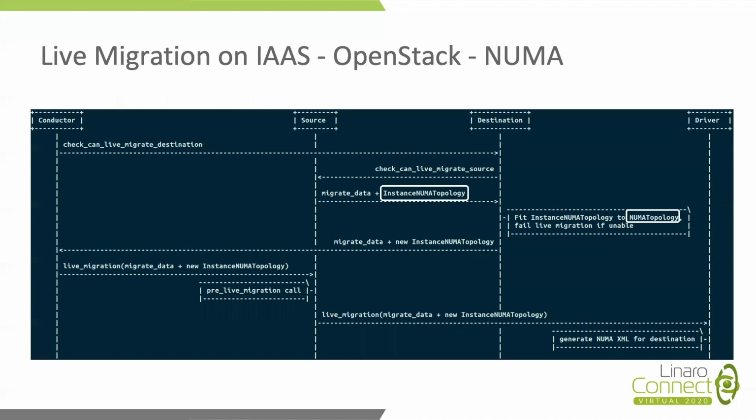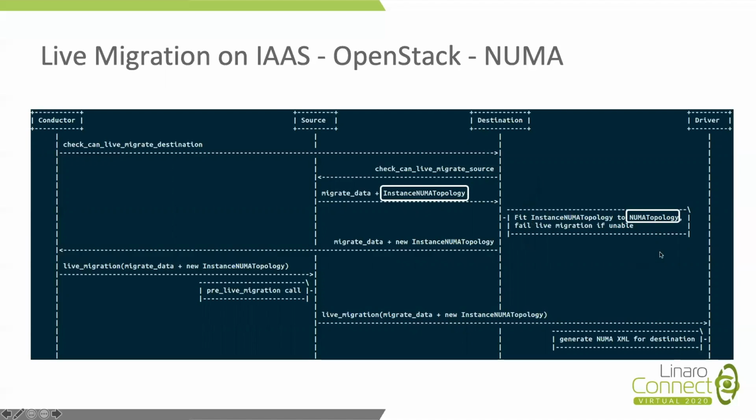In order to solve this problem, Nova has introduced a new NUMA-aware live migration. We can see the total workflow. After the scheduler chooses the destination, and before the pre-migration, the Nova conductor will check the live migration on the destination node, and the source node will send the migration data plus the instance NUMA topology. Here, the instance NUMA topology is information sent from the source to the destination node.